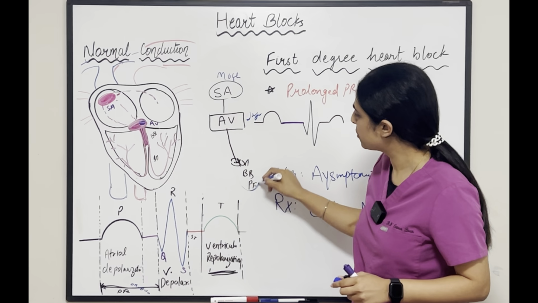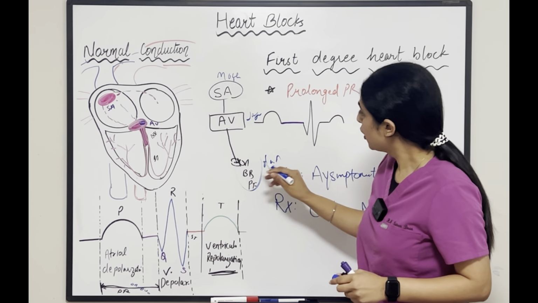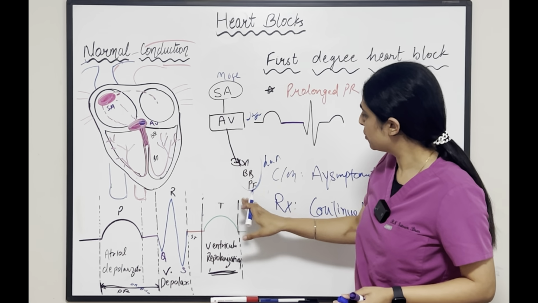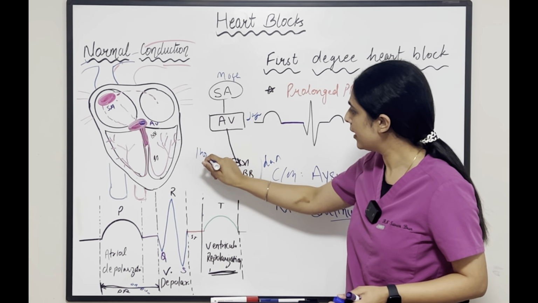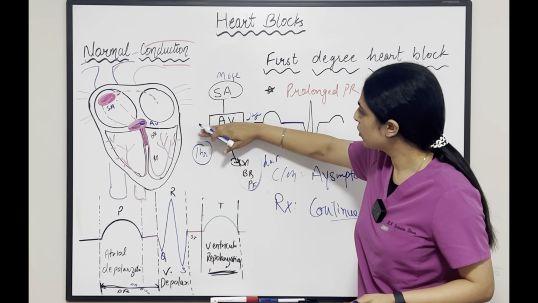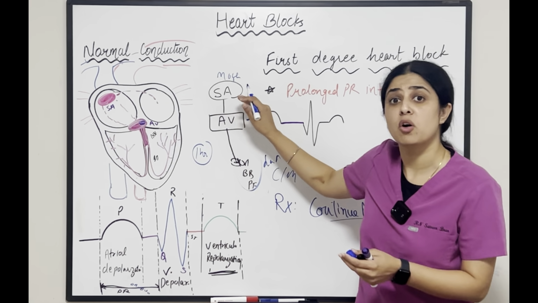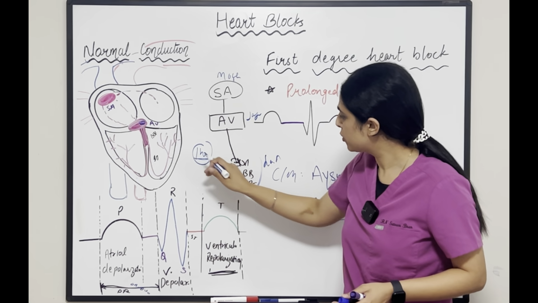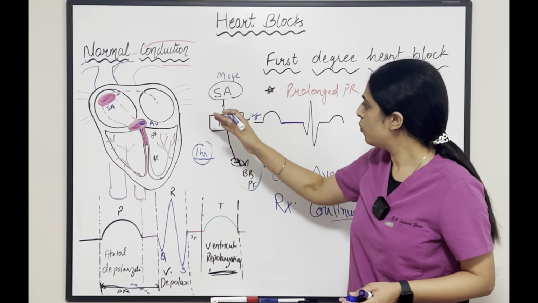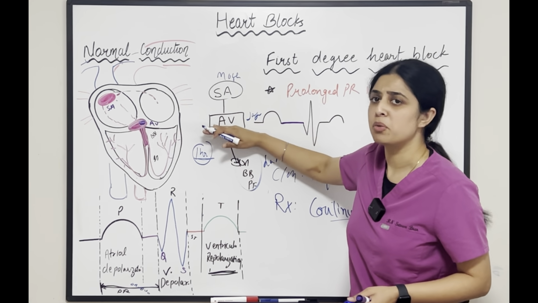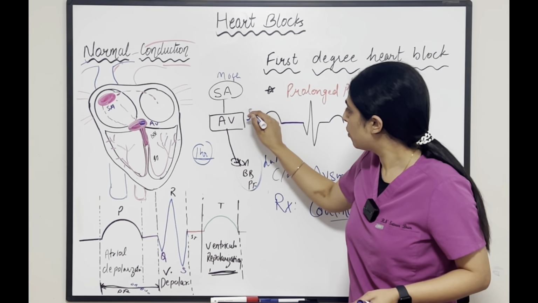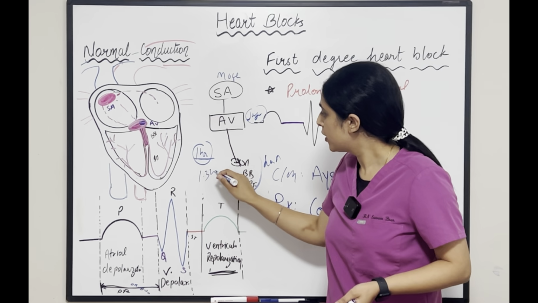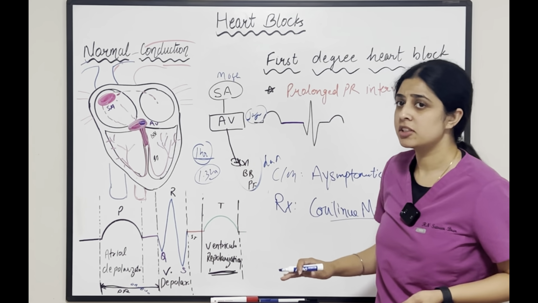For example, say the SA node is Moga, the AV node is Jagraon, and the bundle of His and Purkinje fibers are your destination, Ludhiana. So whenever we move from Moga to Ludhiana, it takes 1 hour, right? But now there is a slowdown. There is construction in Jagraon on the main road. So you basically take 1 hour to reach Ludhiana from Moga, but because there is a slowdown of traffic in Jagraon, now you take more time. Now you take 1.3 hours to reach Ludhiana.